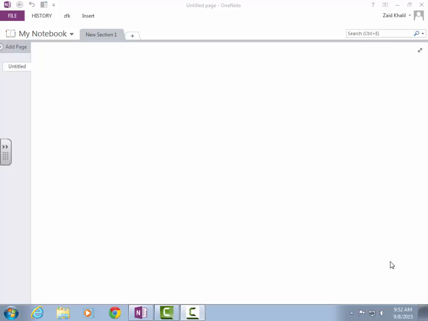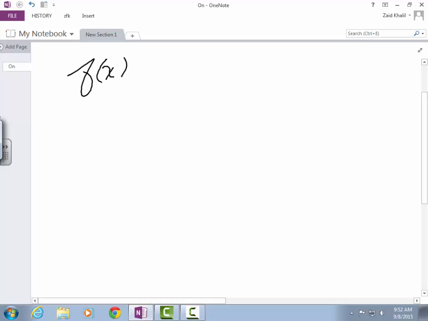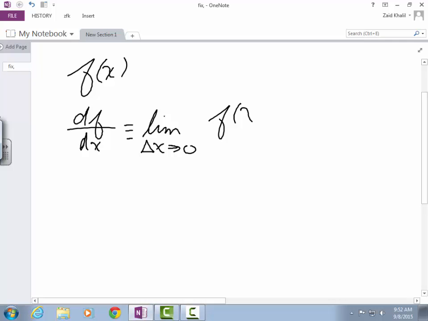Okay, well that's a graphical definition, but in terms of the formal definition, if I have some function f of x, right? I want to know what its slope is, or what df dx is. And it's defined as some limit as delta x goes to 0 of the difference function.